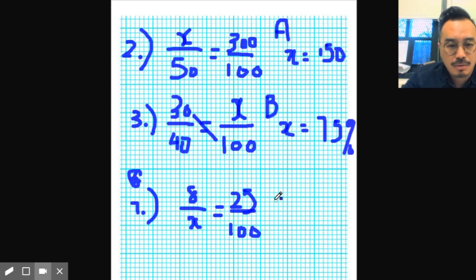Okay, so I still know what the answer is without even cross multiplying and dividing, right? 25, that's a quarter. So 8 over what would give you a quarter? Think of it like that. Okay, that's 32, right? Because 8 times 4 is 32. So 8 over 32 is the same thing as a quarter, which is the same thing as 25 over 100. So, okay, that's a type C.